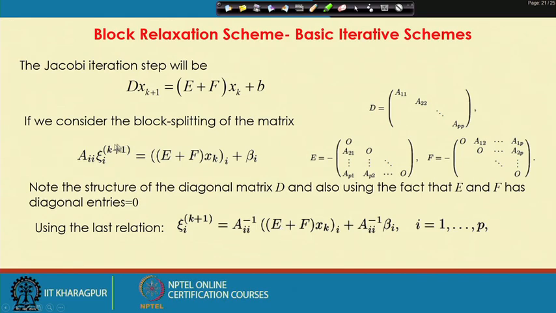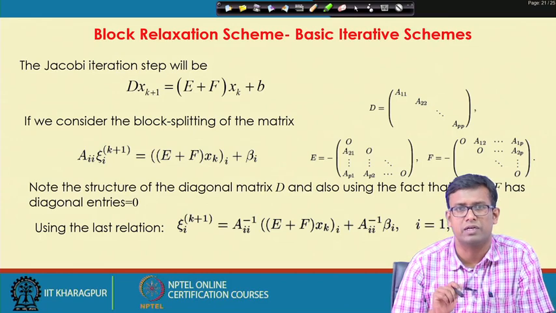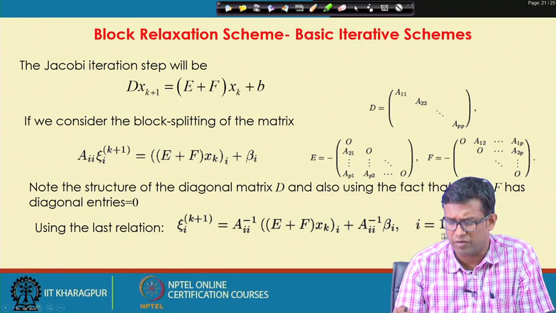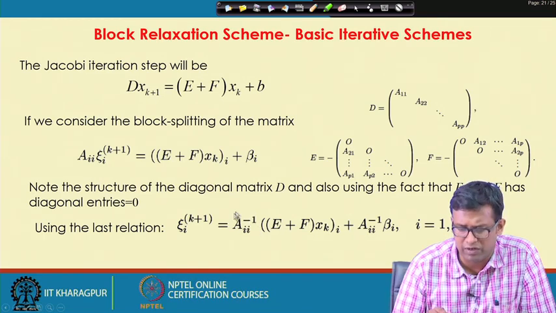We can write xi k plus 1, which is the new updated block of the solution vector. This is not a single solution vector, rather a block of the solution vector; a number of x's are involved in this vector. It is equal to aii inverse times (E plus F) x k, plus aii inverse beta i, for i equal to 1 to p. Now, we can see that this is not a direct solver or point relaxation scheme. In point relaxation, this is D inverse, a single 1 by the diagonal value; here, this is the inverse of a matrix.